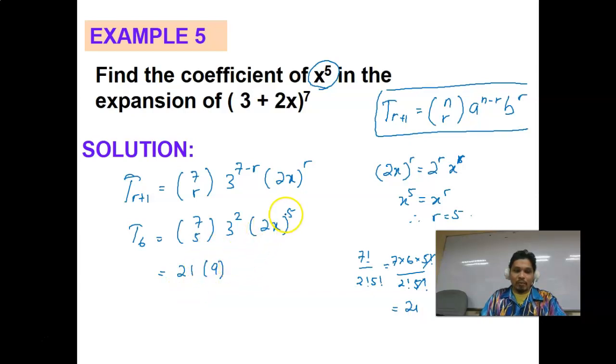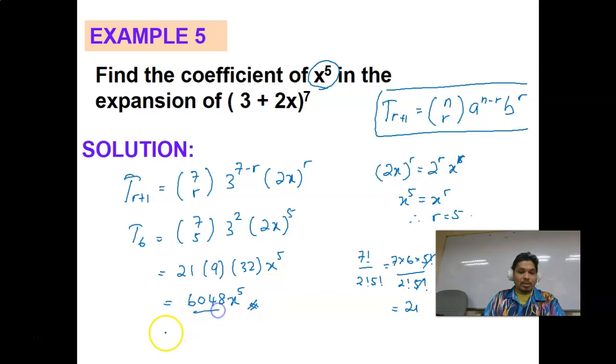3 squared equal to 9. And 2 to the power of 5: 2, 4, 8, 16, and 32. And x to the power of 5. So then 21 times 9 times 32 is 6048 x to the power of 5. So the coefficient of x to the power of 5 is 6048.